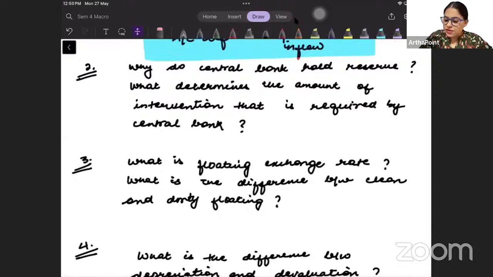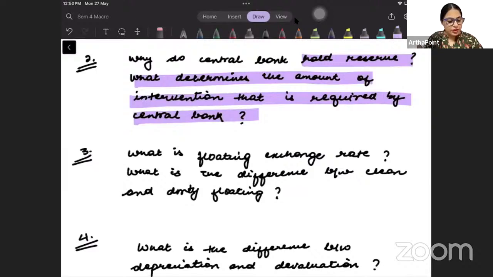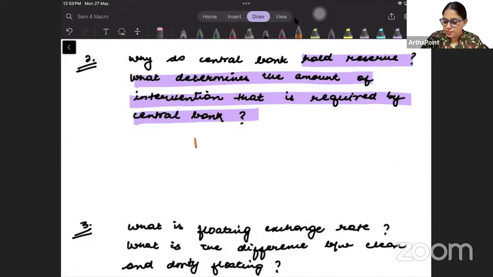Question number 2. Why do central banks hold reserves? What determines the amount of intervention that is required by the central bank? The answer to this question is on page number 153 of your reading, beta. Page 153 talks about why you need to hold reserves, why intervention is needed, and why intervention is needed only in a fixed exchange rate. All of that is explained on page 153, beta. So you have to write the answer from that page, chapter 6.